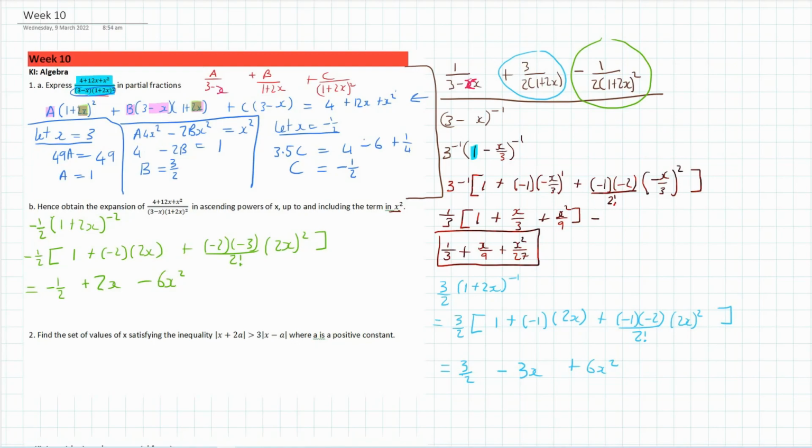All right, so now we've got our 3 expansions, and so we've got to just add everything together. So let's look at our first term. So we've got 3 over 2.